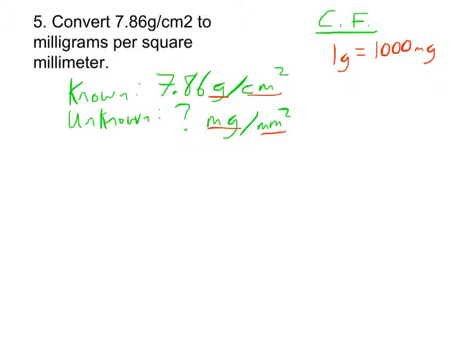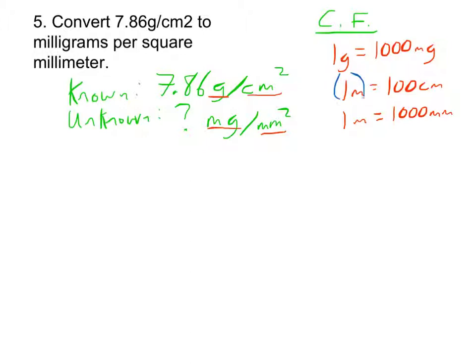Well, you might not know anything about centimeters squared to millimeters squared, but you do know something about centimeters to millimeters. You should know that for every 1 meter, that's equal to 100 centimeters, and for every 1 meter, that's equal to 1,000 millimeters. So with that information, you should be able to convert centimeters to meters and meters to millimeters, except the only problem is that they're not squared.